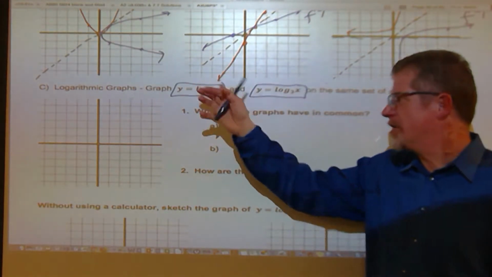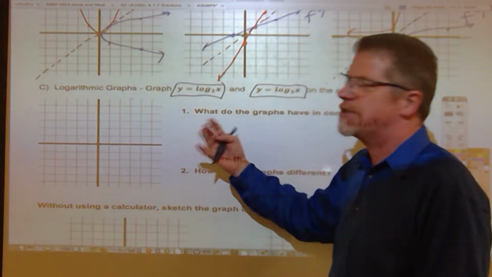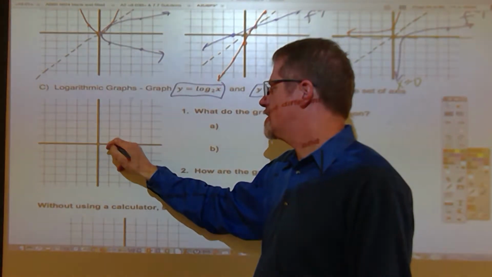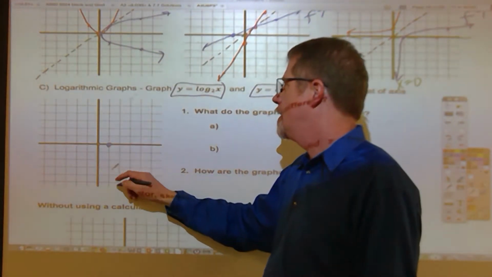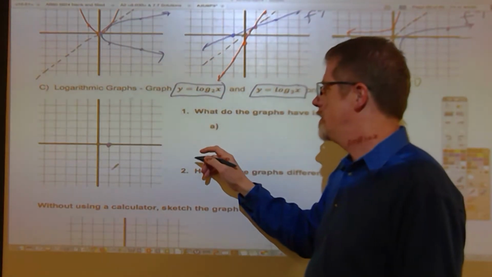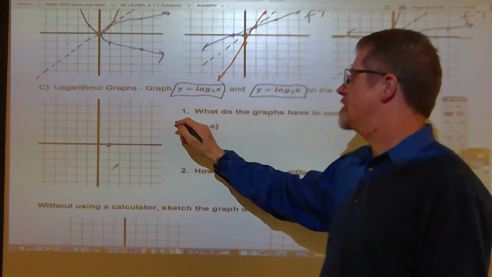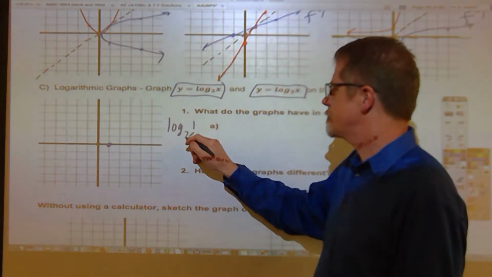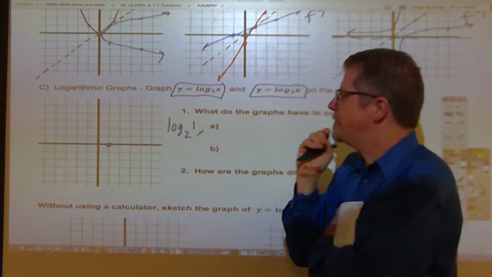Here's a new parent graph, log base 2 of x. It's really the inverse of the 2 to the x function. It contains point 1, 0, and I know it's 1, 0 because the log base 2 of 1, let's think about this, eyes up here.